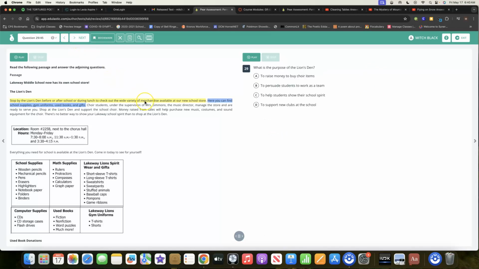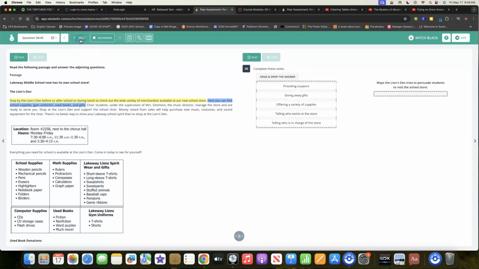Okay. Next question here. What is the purpose of the Lion's Den? I mean, you want people to come shop at the store, don't you? That's exactly what you want to do. And then when they come in to shop at the store, what's it going to do? Is it going to raise money to buy choir items, persuade students to work as a team, help students show their school spirit, or support new clubs at the school? The best answer here is to raise money to buy choir items. It says it right here because choir students are the ones that are doing it. So we know that we are trying to raise money for these choir students, right?